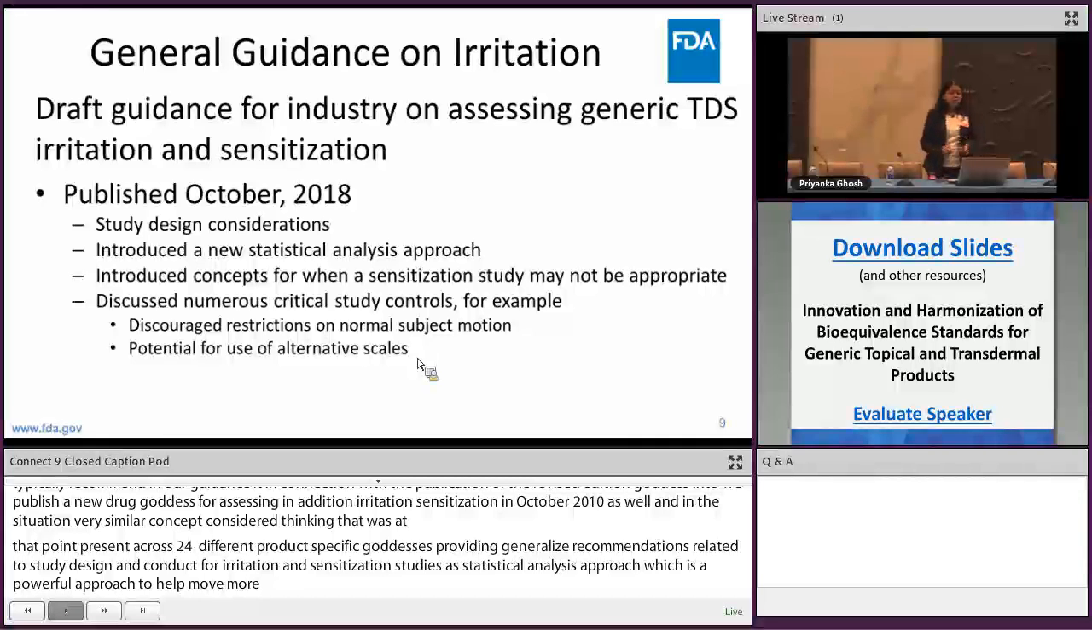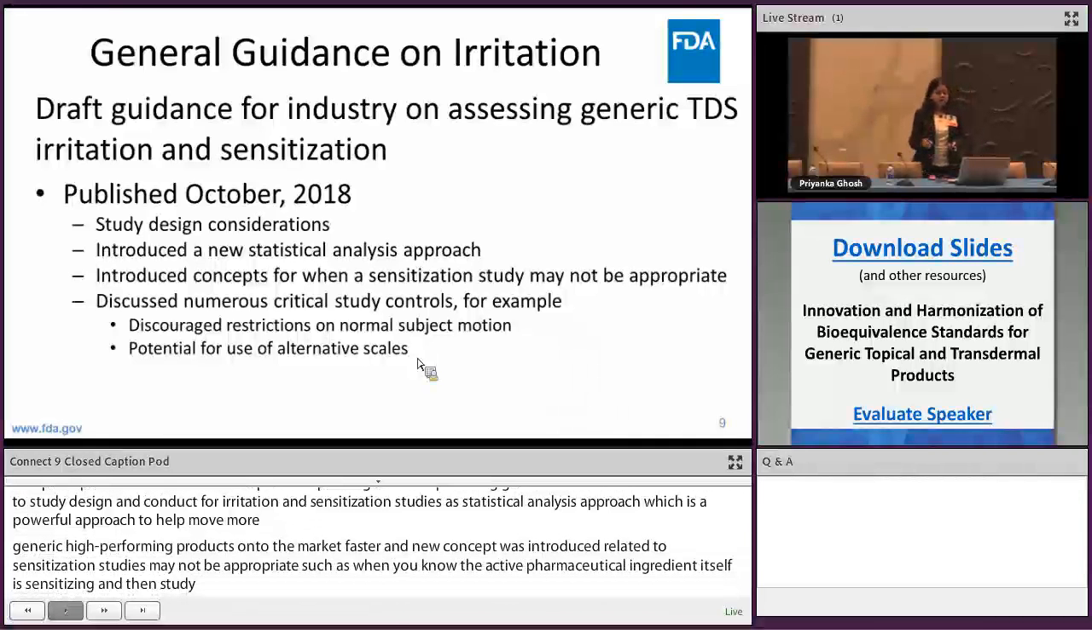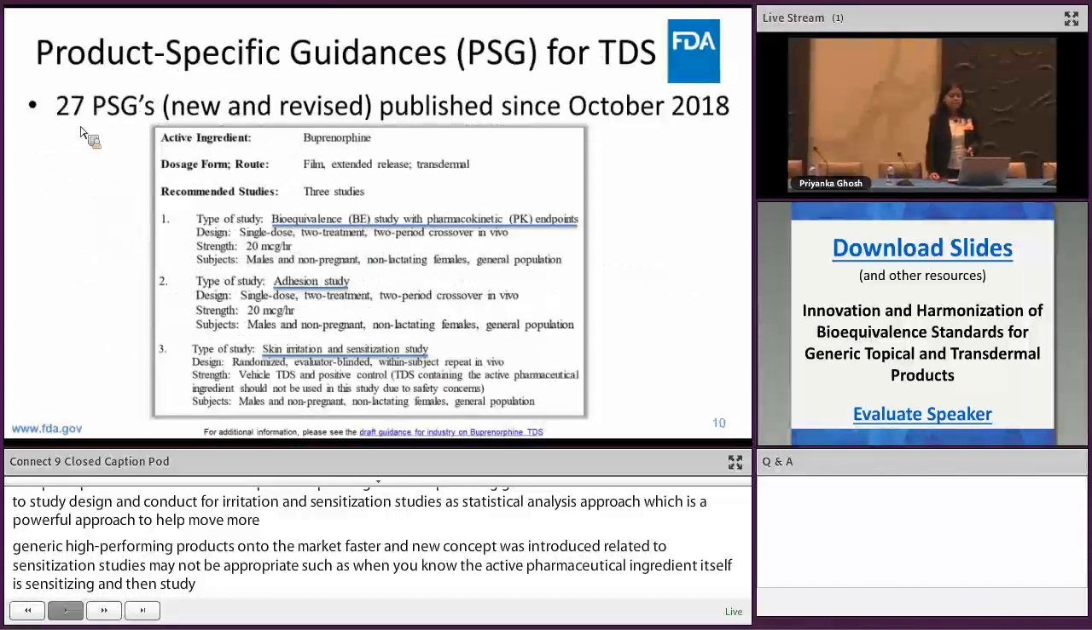Once we had all these three guidances, so the guidance on design and conduct of the PK studies, which has been available since 2013, the adhesion guidance as well as the irritation and sensitization guidance, as soon as these three general guidances are available, in October 2018, we also published 27 either new or revised PSGs for most of the transdermal delivery systems that were on the market at the time. And the goal here is to streamline our recommendations and provide only product-specific information related to each of the studies.